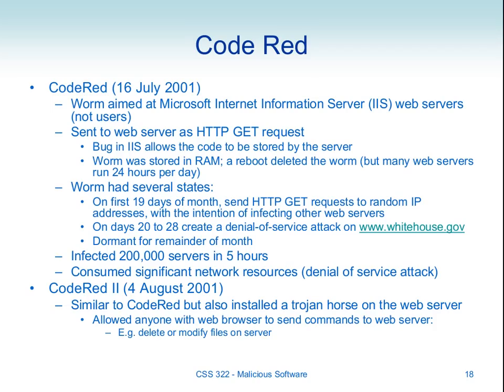Code Red was a particular worm that spread via web servers. Okay, that was spreading by emails, the previous one. So Microsoft Web Server, the Internet Information Server, IIS. So what happened? The code was sent to a particular web server. So normally browsers send requests to web servers, get requests. And the web server gets the document and sends it back.